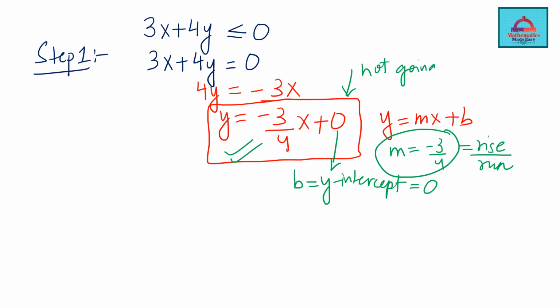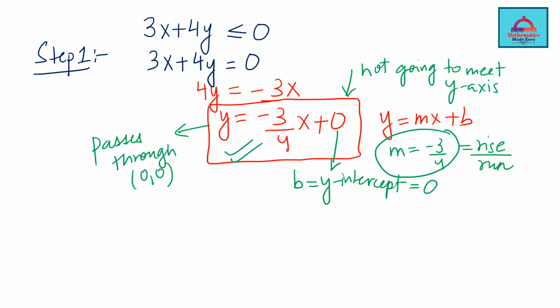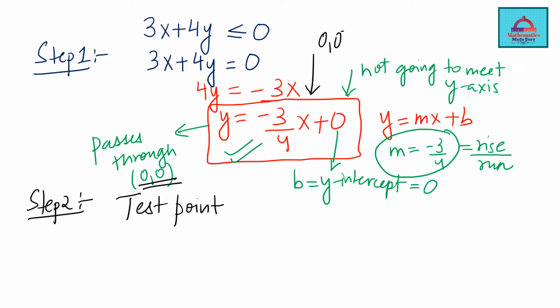That means this line is not going to meet the y-axis away from the origin. If it is not going to meet the y-axis elsewhere, it means it passes through the origin. It passes through 0, 0 because the y-intercept is 0. Now if you have seen the three steps which I showed you in the last slide carefully, then you know that for the test point in step 3, you always choose a point which is not lying on the line, but you know from step 1 that 0, 0 lies on the line. So you cannot take 0, 0 to be the test point.